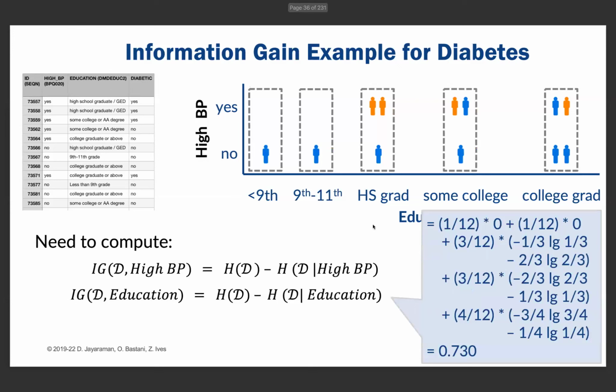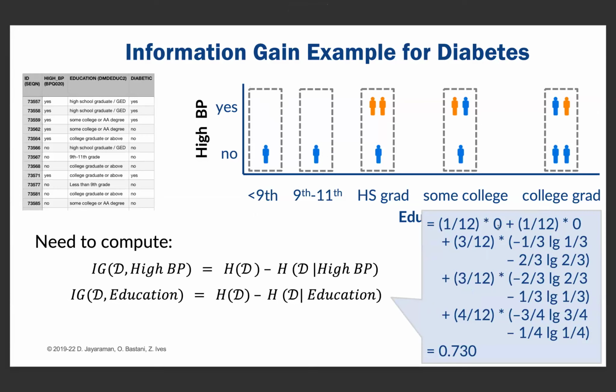With education, it's a little bit more involved, because we have 1, 2, 3, 4, 5 different groups. We need to calculate the probability to get into each group. In total we get 12 entries. So here it is 1 of 12, so by random we get here 1 out of 12 times. Here, 1 out of 12 times. Here, 3 out of 12 times, 3 out of 12 times, and 4 out of 12 times.